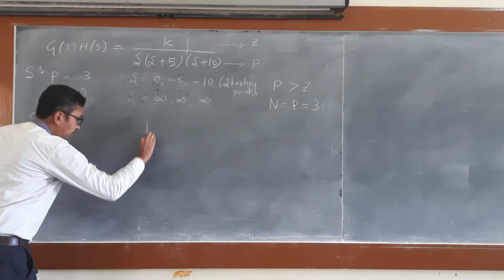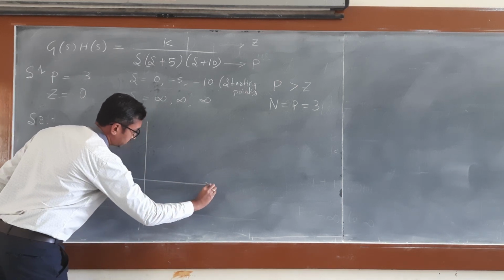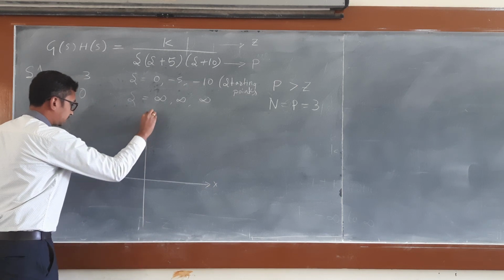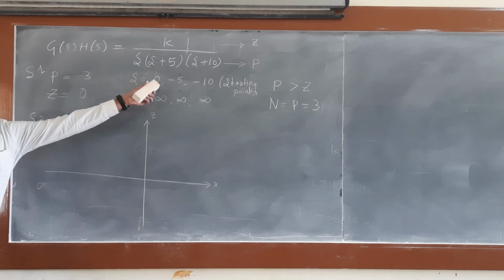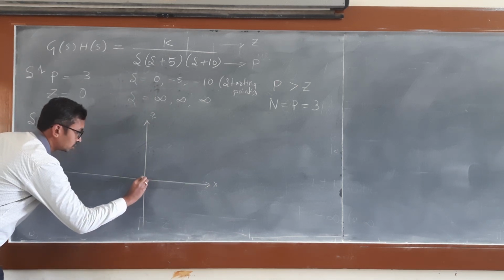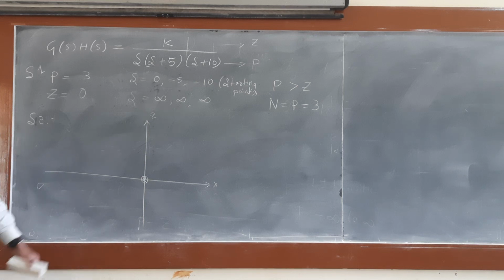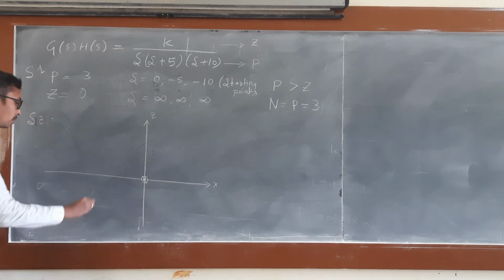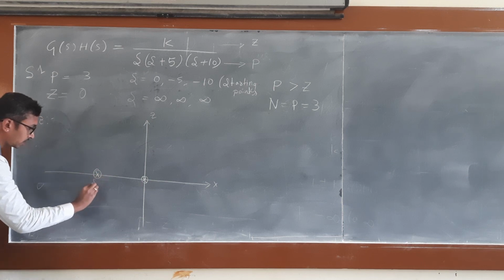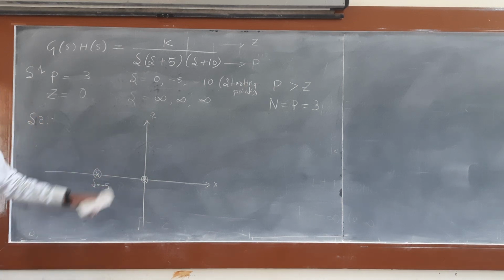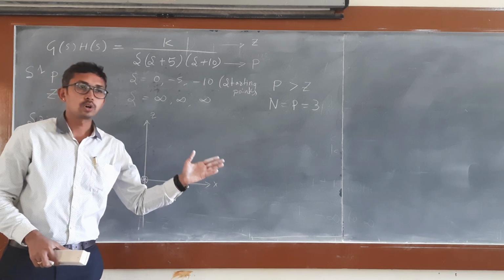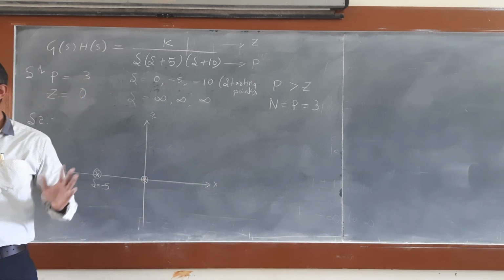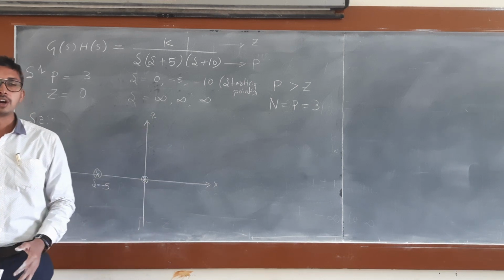So we are going to draw the pole zero plot. The x-axis is the real axis, and the y-axis is the imaginary axis. What are the roots we have? S is equal to 0, that is the first root. Correct? Next, S is equal to minus 5. Approximately somewhere here I am going to put S is equal to minus 5. In the same way, S is equal to minus 10. So we need to predict whether the root locus exists or not between the poles, or between the roots. How to do it?